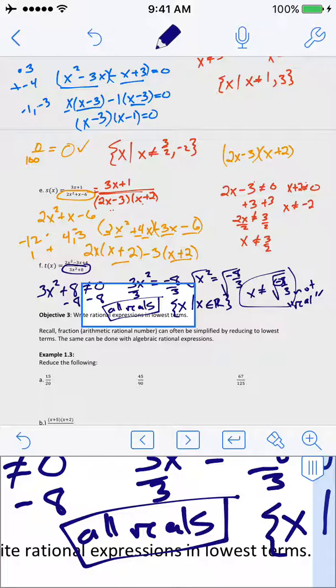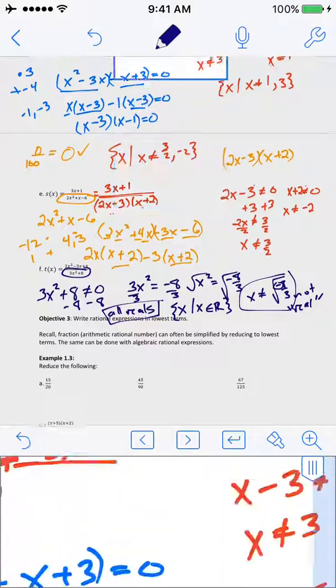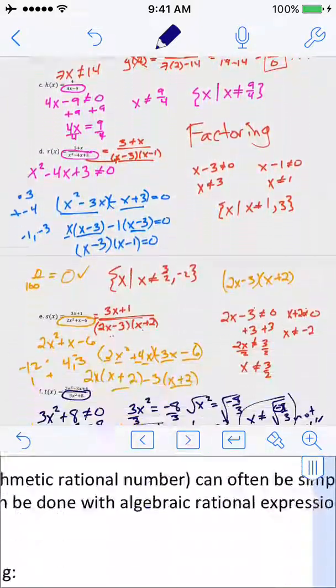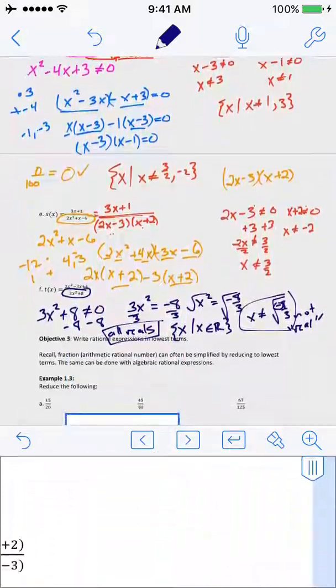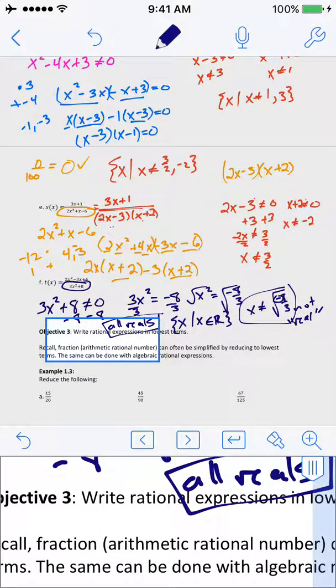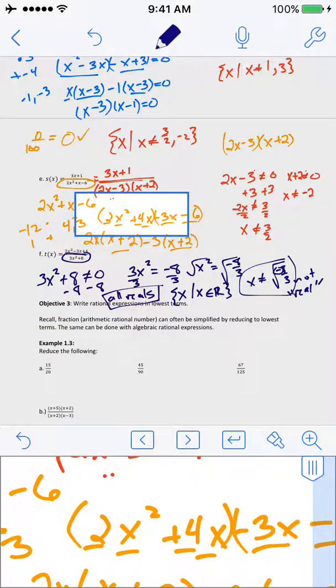All real numbers. Nothing here would cause a problem because everything would be squared, right? So the bottom was never going to be 0. Nothing here would ever give us negative 8. Alrighty, so that's domain. Use other tools and you'll be fine. Our next objective is about writing these rationals in lowest terms, okay? So until we get there, just recall domains cannot be 0, right?